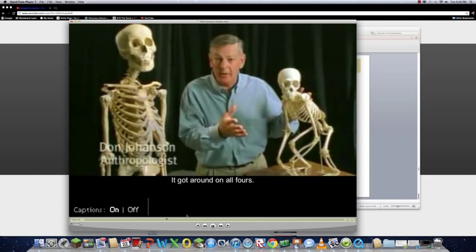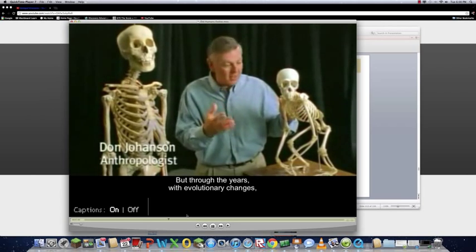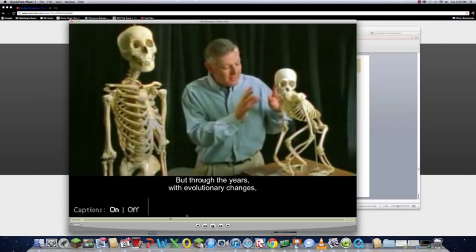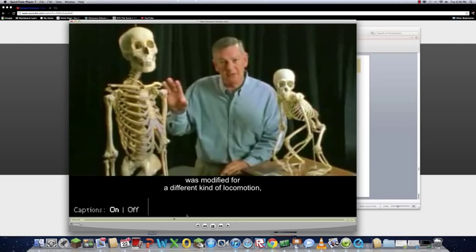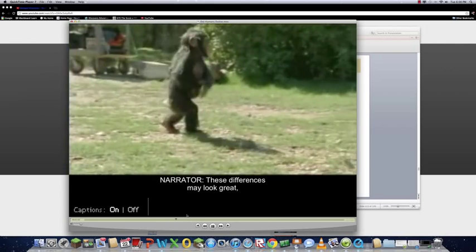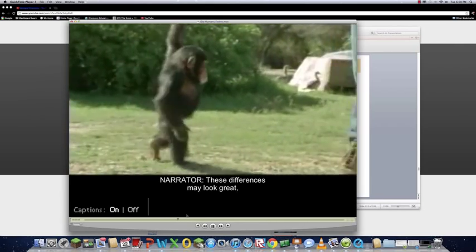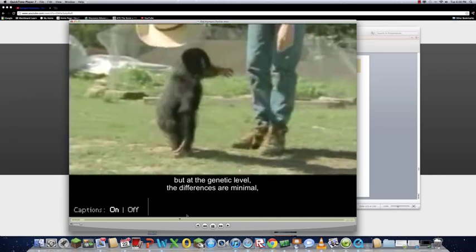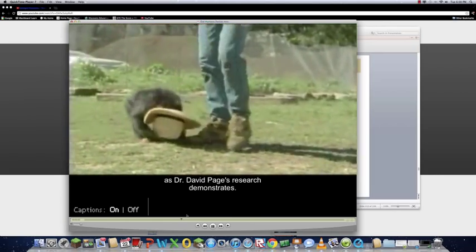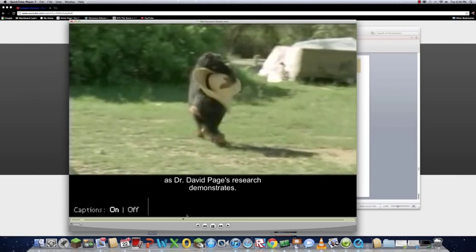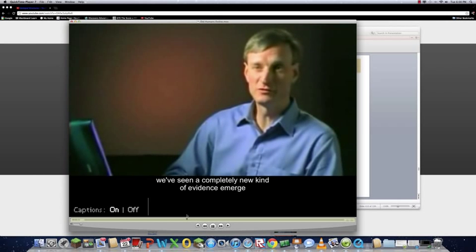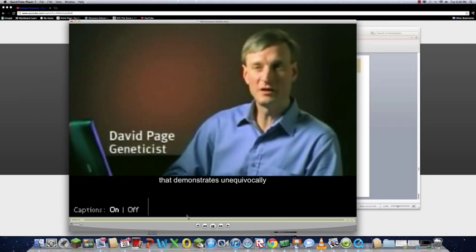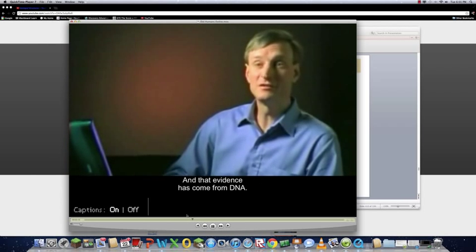It got around on all fours. But through the years, with evolutionary changes, this skeleton, the skeleton of a four-legged creature, was modified for a different kind of locomotion, a different way of getting around. These differences may look great, but at the genetic level, the differences are minimal, as Dr. David Page's research demonstrates. In the last few decades, we've seen a completely new kind of evidence emerge that demonstrates unequivocally the close relationship between humans and chimps. And that evidence has come from DNA.